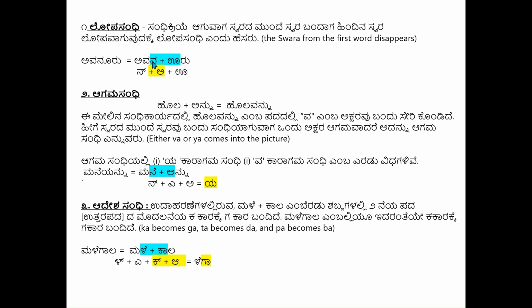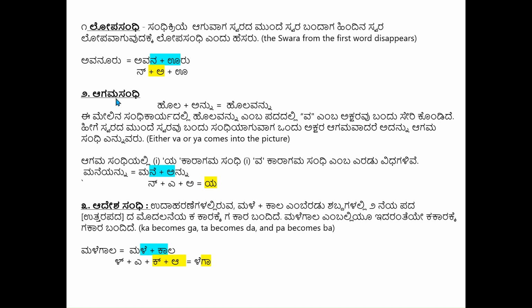So na and u joined together to become nu. When you split that na into component letters, that is n plus a, and u cannot be split further because it's only the swara here. So n plus a plus u becomes nu. So Avanuru. What disappeared is the last swara of the first word. So the last swara of the first word became lopa, because of which it is called Lopa Sandhi.